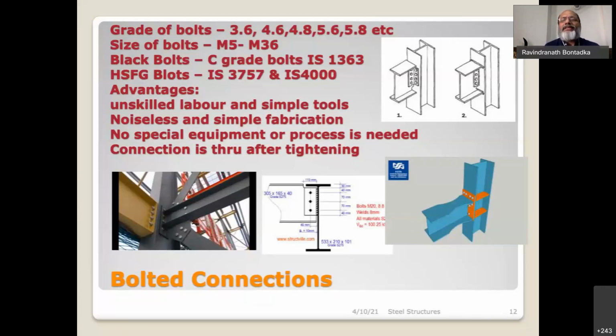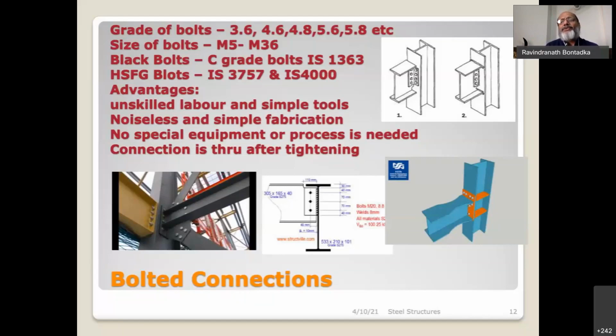And then it also depends on the size of bolts. You have different sizes of bolts ranging from M5 to M36. Please observe here the M, and then the number that comes in refers to the diameter of the bolt. Then we have different bolts: normal bolts like the ordinary ones, then the black bolts, then there are HSFG bolts. They are governed by IS 3757, IS 4000. Well, the black bolts are governed by IS 1363.